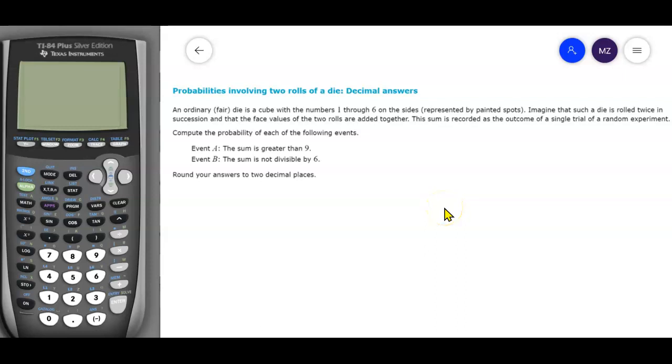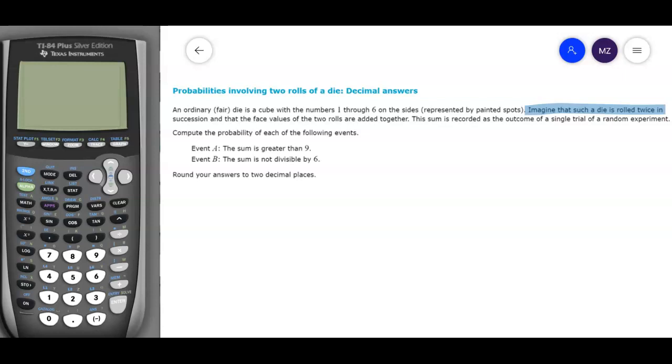All right, so this is another problem about probabilities. The problem is about rolling a die. This is the experiment, and we're going to roll it twice, and then we're going to record the outcomes: the first roll, then the second roll.